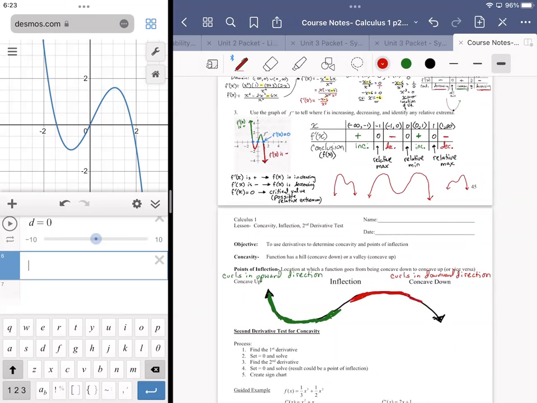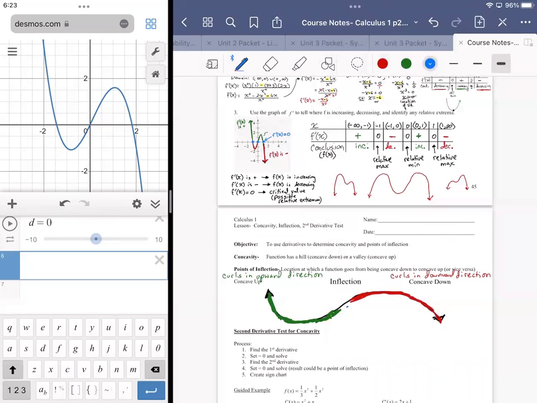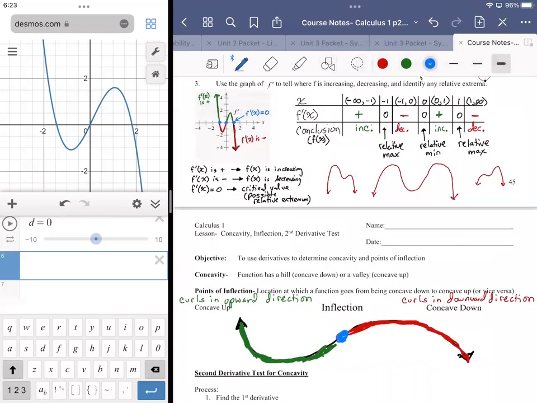Now, inflection is the transition between concavities. All right. So this would be an inflection point. All right. Inflection point is a change in concavity.